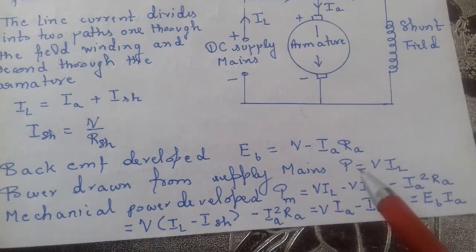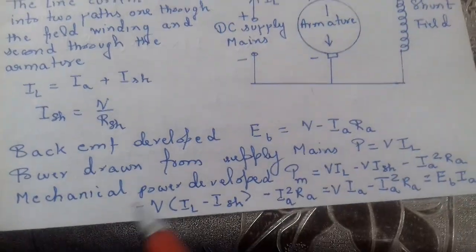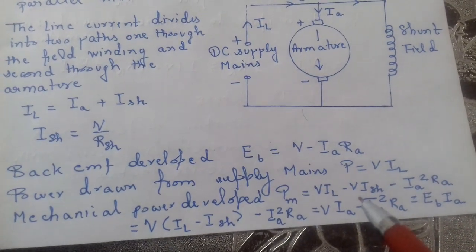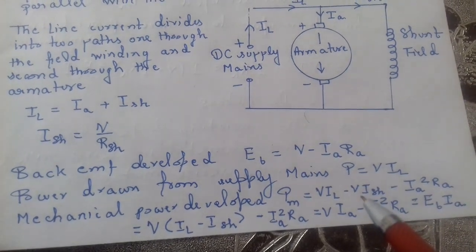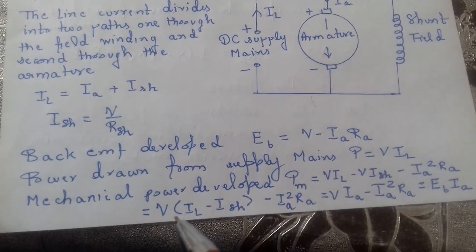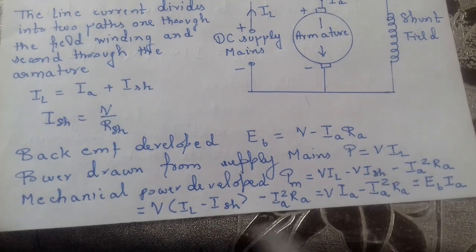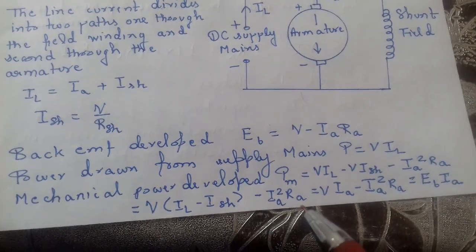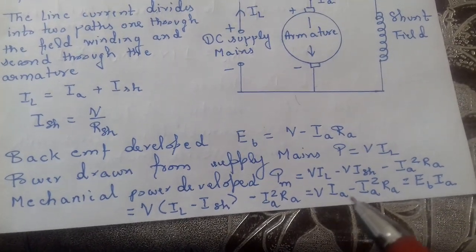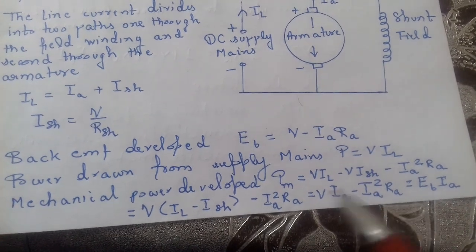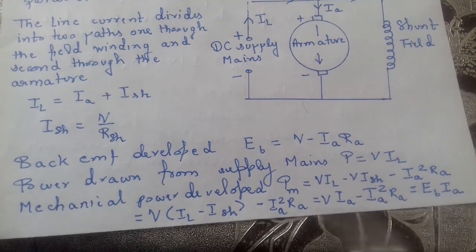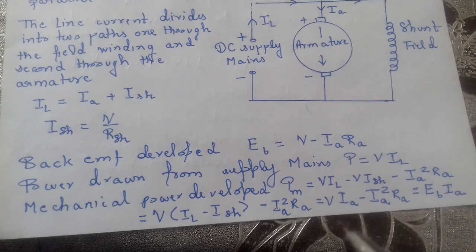Now power drawn from the supply mains is equal to V into IL, that is the line current, and mechanical power developed is equal to power input to the armature minus power loss in the shunt field winding and power loss in the armature. So we take V common: V into (IL minus ISH) minus IA square RA, and IL minus ISH is equal to IA. So V IA minus IA square RA. Here we will take IA common, so in the bracket V minus IA RA, which is equal to EB. So EB into IA is the mechanical power developed in the DC shunt motor.